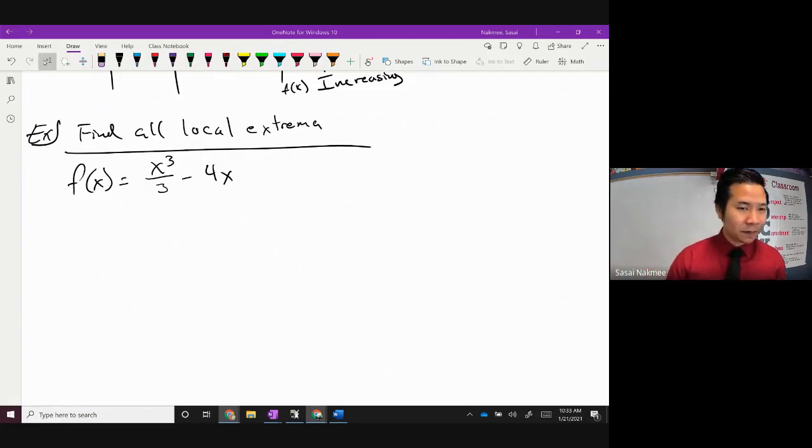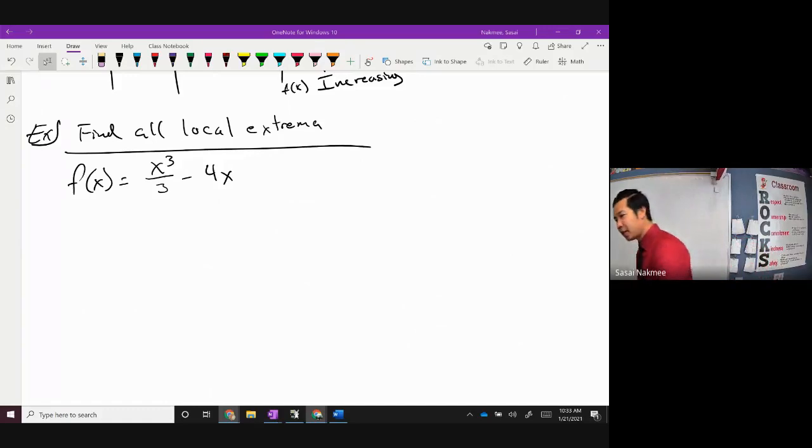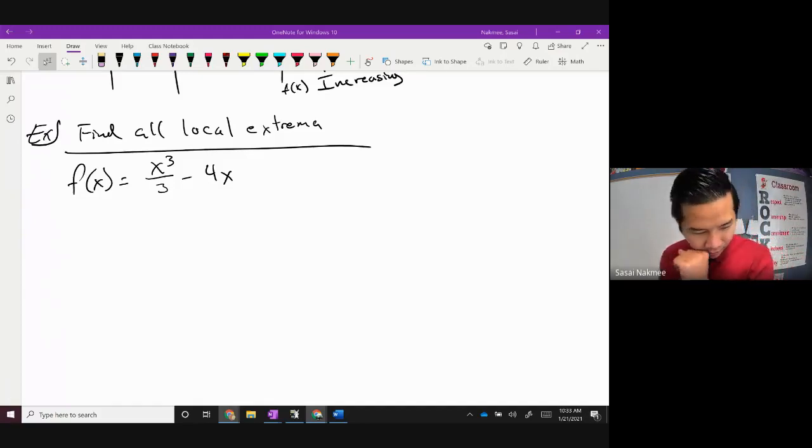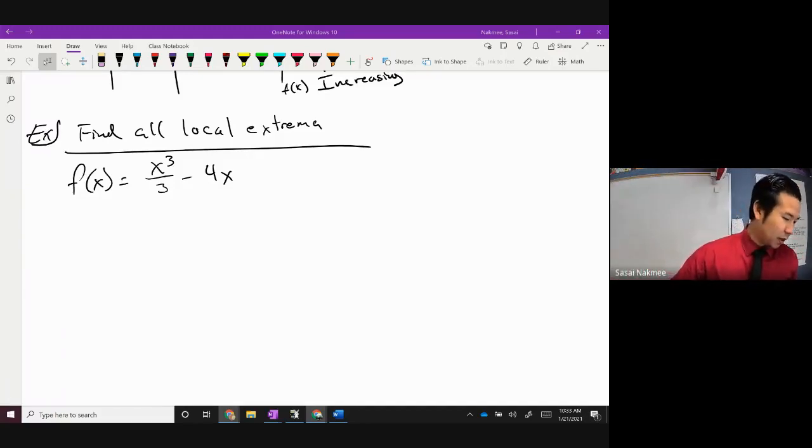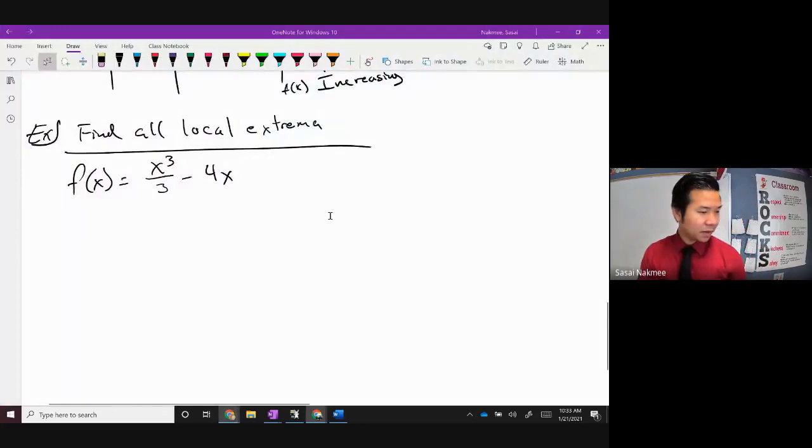And if you've lost your Pear Deck, give me a second. I'll put that link back in there so you guys can reopen it. But I do want you guys to try this out. Go ahead and give that a shot. See if you can get the answer for this one. Tell me where the local extrema are and if they're a max or a min at those points. So give that a try.